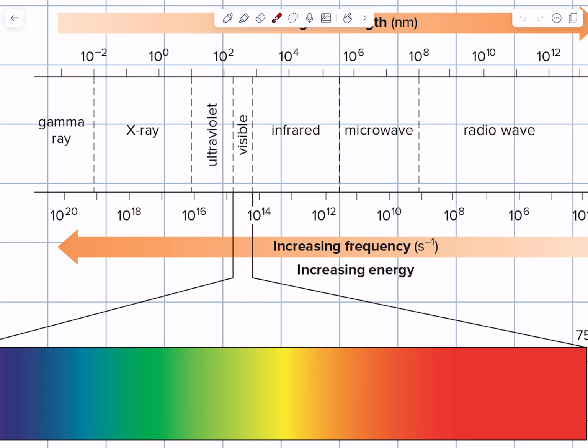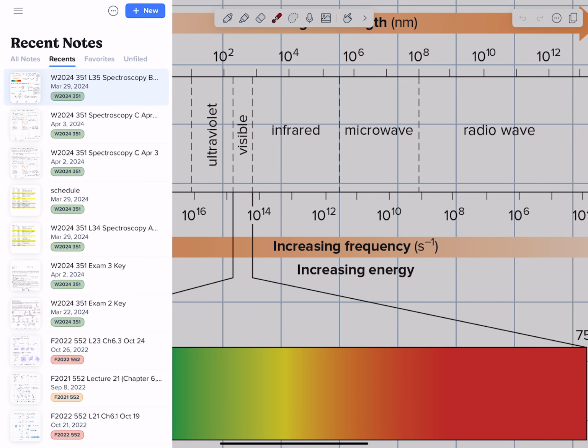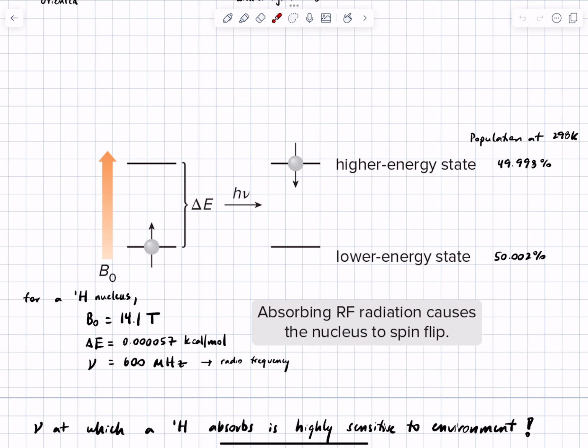So whereas infrared spectroscopy was exciting transitions among vibrational modes in a molecule, NMR spectroscopy is looking at much, much, much lower energy transitions. But this experiment is still pretty easy to do.